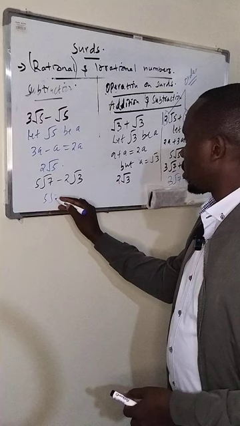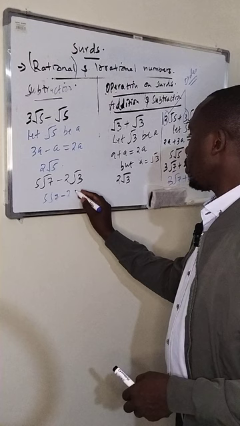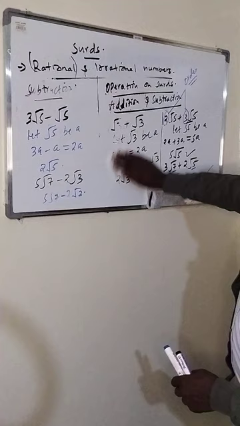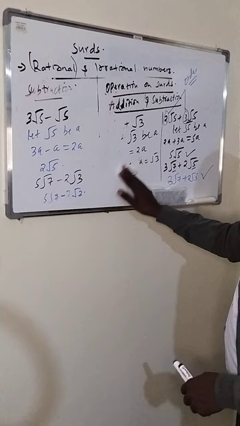5 surd 7 minus 2 surd 3. So nothing changes. That remains as it was originally. That is all you need to know as far as addition and subtraction of surds is concerned.